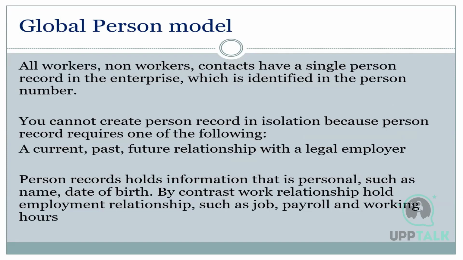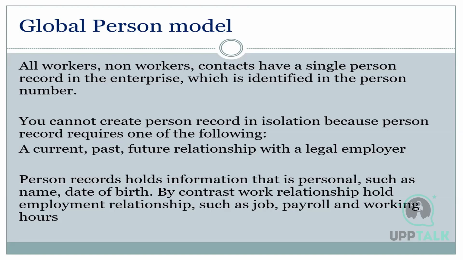Global person model: suppose you are working for an organization, and you have an employee number. All workers, non-workers, and contacts have a single person record in the enterprise, which is identified by the person number. Any worker, non-worker, or contact means a relationship with the person, with the employee. All of them have a single person record in the enterprise.